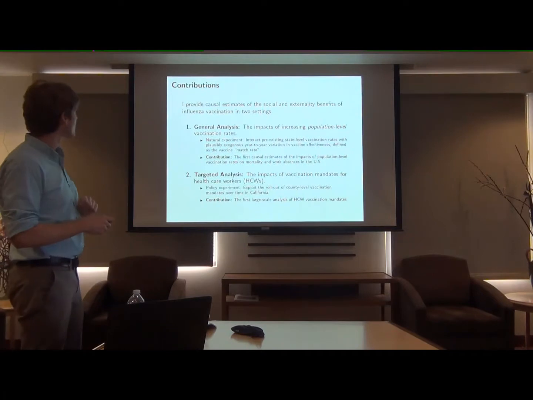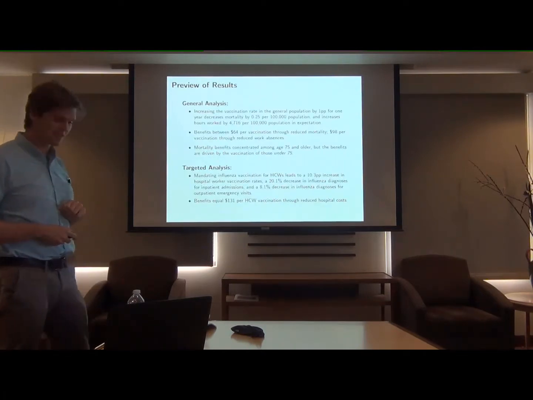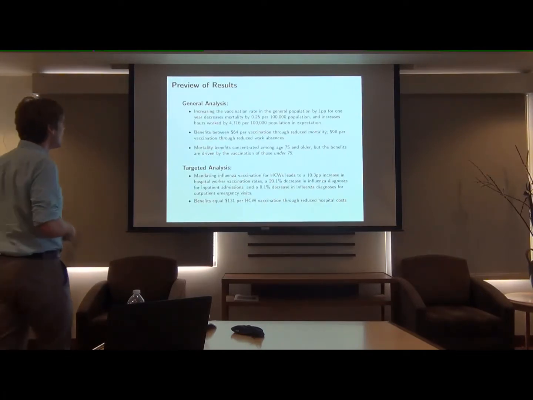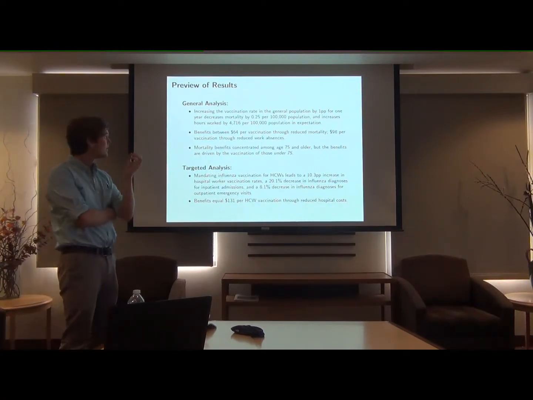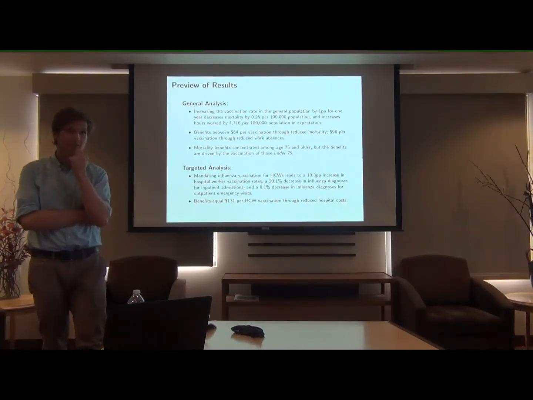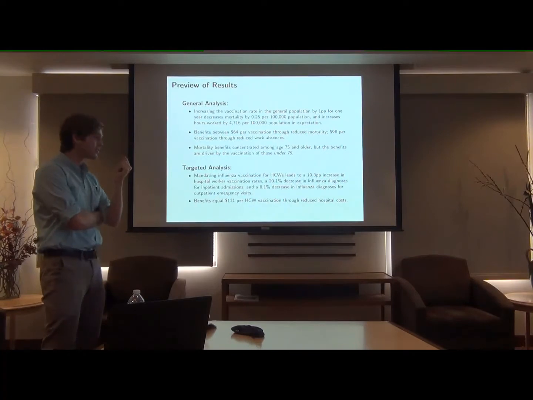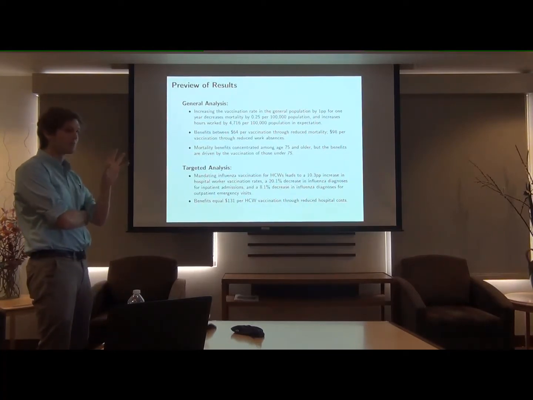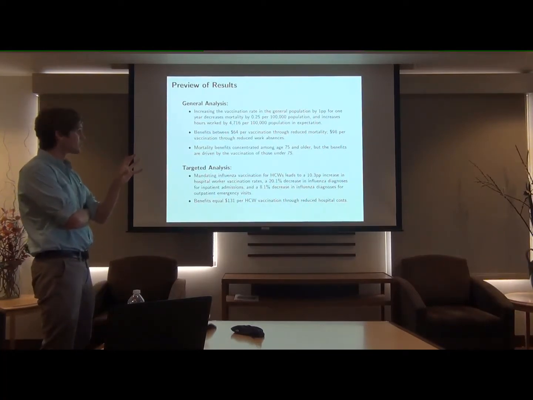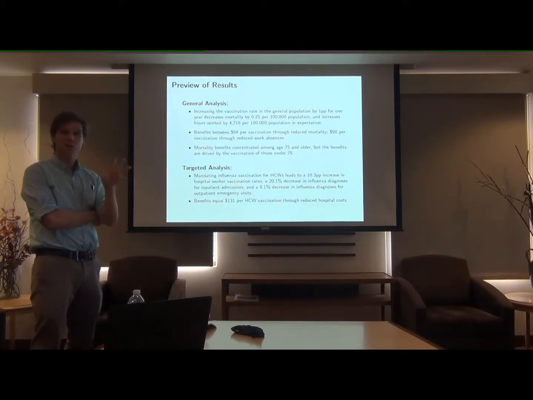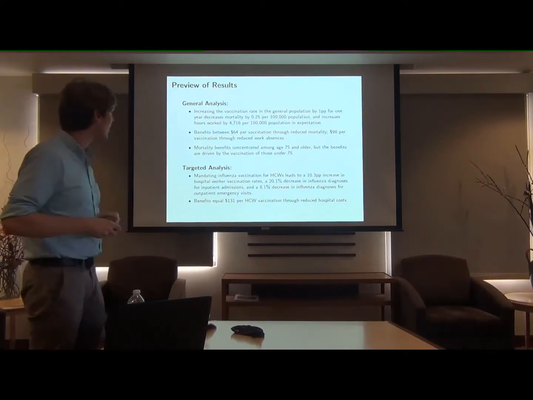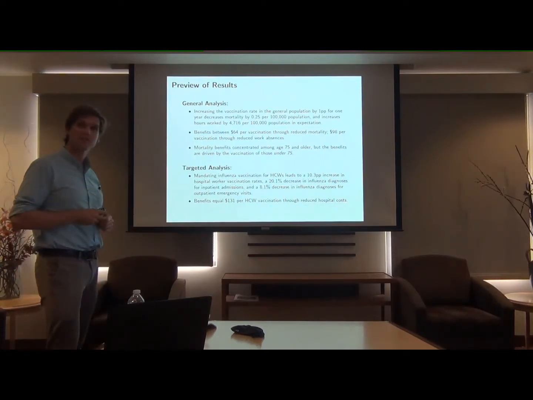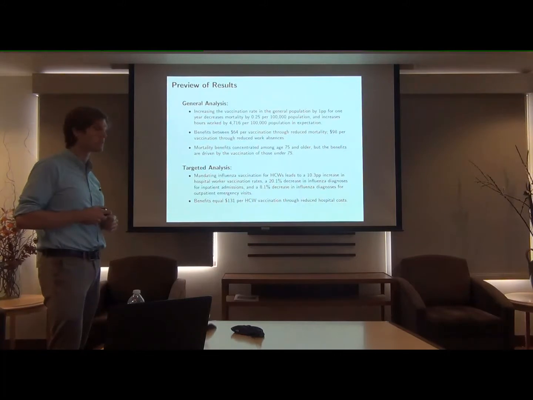Okay, so a quick preview of the findings in case I don't have time to get to something. In the general analysis, I'm going to find that increasing the vaccination rate by 1 percentage point results in a decrease in mortality of about 0.25 per 100,000 population, and an increase in hours worked of about 4,700 hours per 100,000 population. If we increase vaccination by 1 percentage point throughout the US, that'd be about 800 fewer deaths and about 15 million hours of work gained.